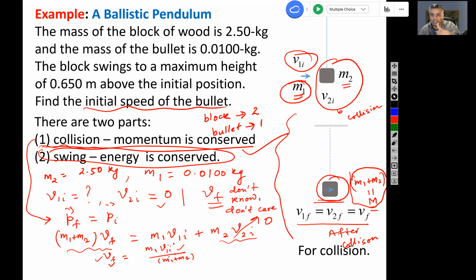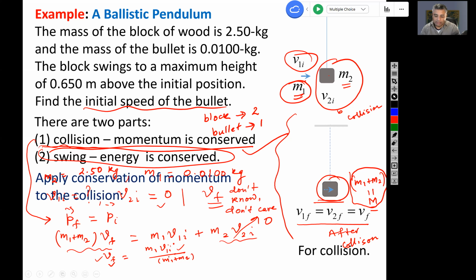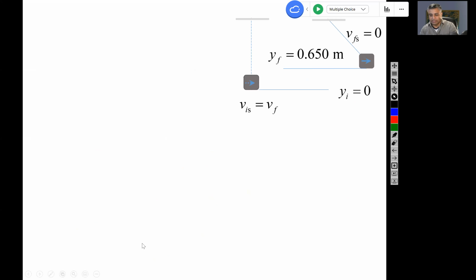We need another equation. And that's where the second part comes in. Oh, those things were written there. How come I did not realize that? Okay.